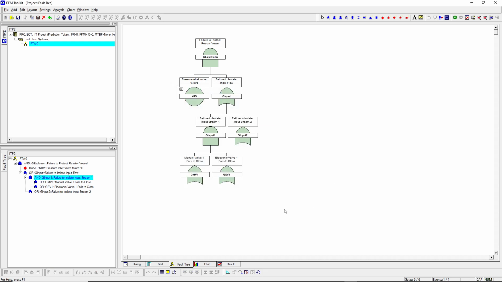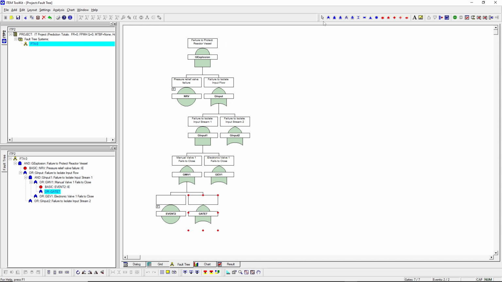Following our strict naming convention, we will label these short names GMV1 with the description Manual Valve 1 fails to close and GEV1 with the description Electronic Valve 1 fails to close. Moving to the Manual Valve branch, let's analyze GMV1. We must ask, what are the immediate, direct reasons that Manual Valve 1 would fail to close?